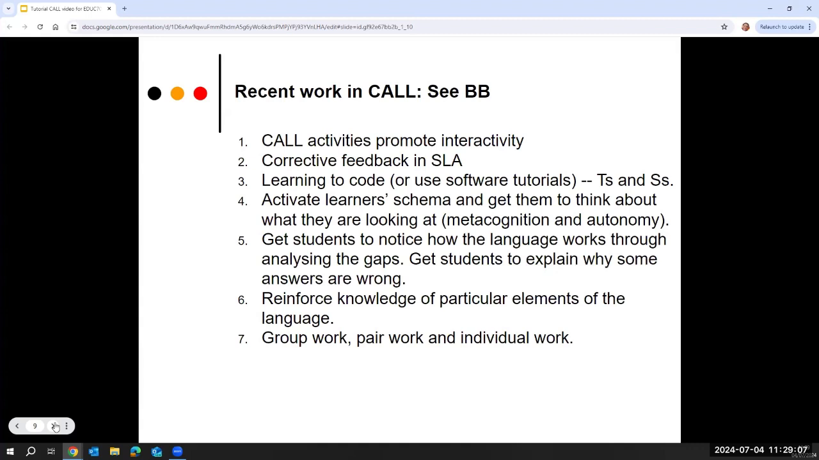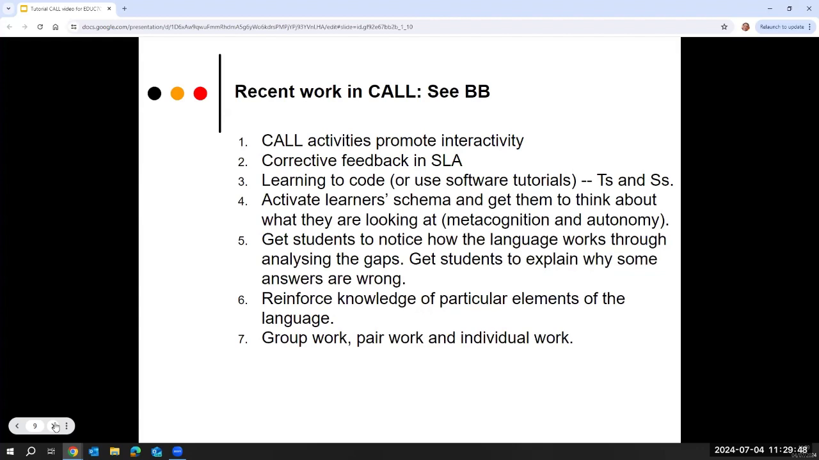Recent work in this field of tutorial CALL says that tutorial CALL activities promote interactivity. We've seen that as one of the main key points in the reading by Hubbard and Siskin. Corrective feedback: students get feedback right there and then, through the different options. For instance, if they choose the wrong option, they may get a hint, they may get some kind of feedback that tells them why this option is incorrect.